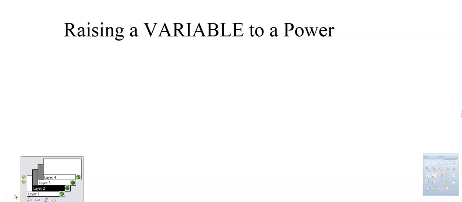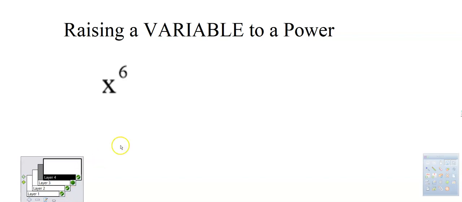Right, so in this video, we're going to continue to talk about exponents. And in your class, you're going to be dealing with variables this year. So we're going to talk about how you handle a variable when you're dealing with exponents. So we're going to start with raising a variable to a power.